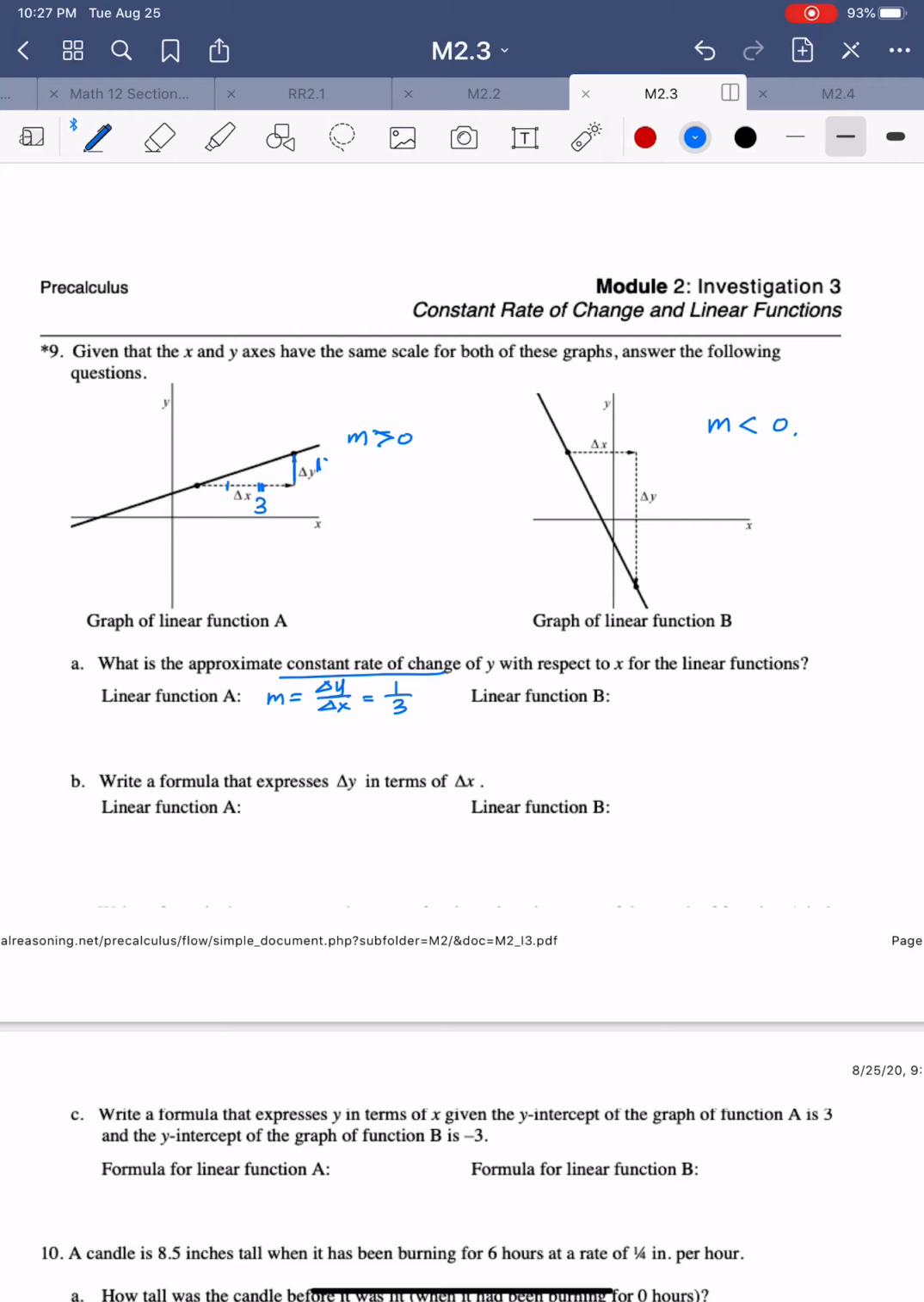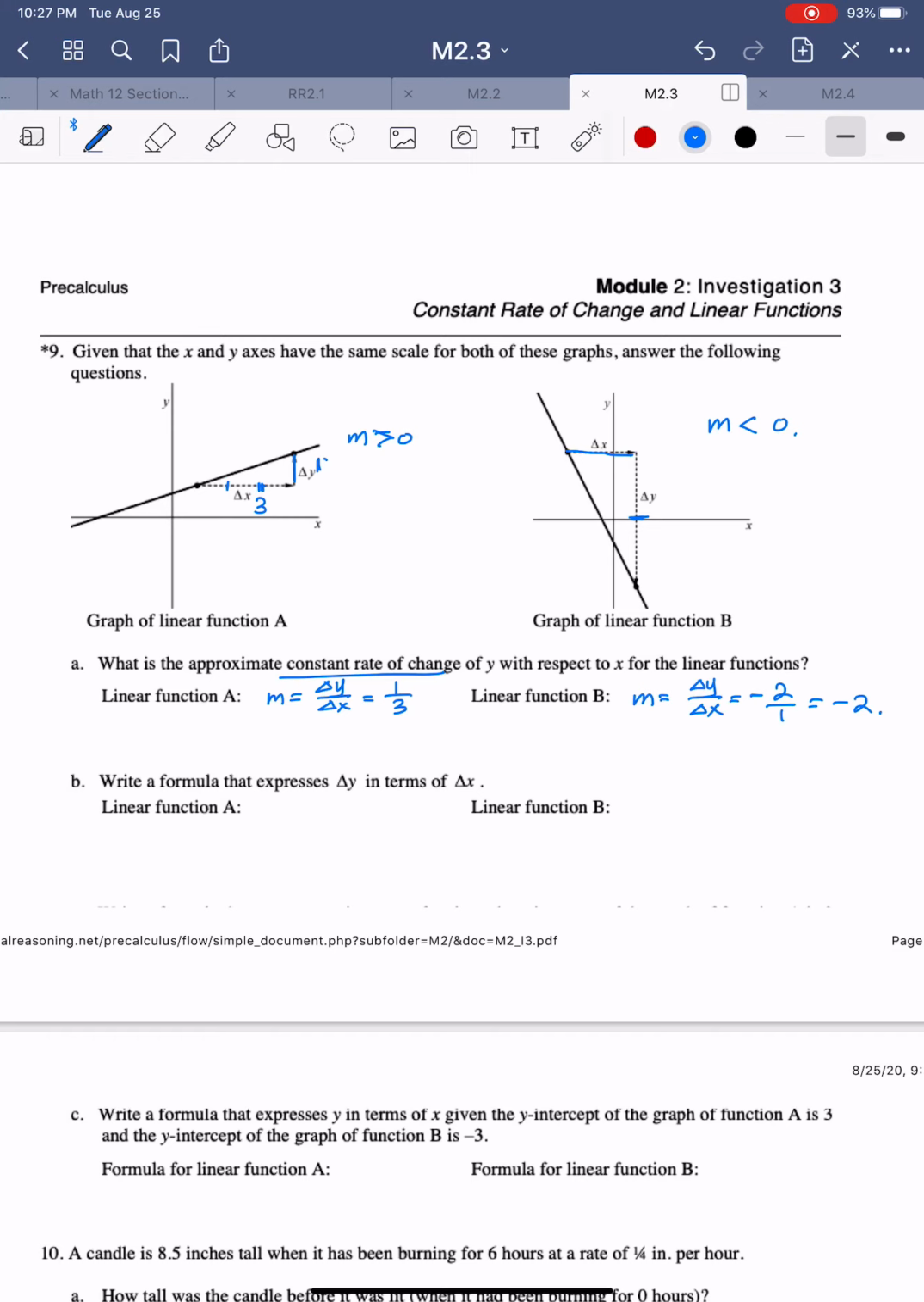And then for b, the slope is delta y over delta x. This time I want to see that this is about half of the length of the delta y, but it's negative, so negative 2 over 1, which is negative 2. It appears that the change in y is about negative 2 times as large as the change in x.